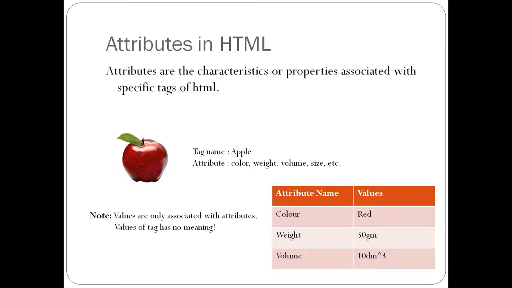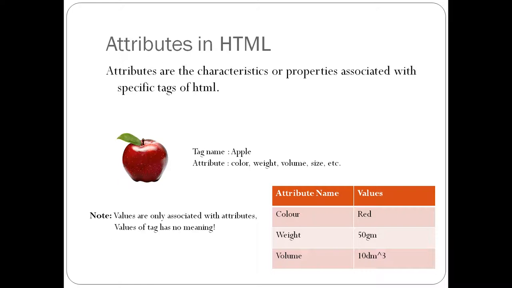Attributes are characteristic properties associated with specific tags in HTML. For example, you can consider this as an apple. Apple is the tag name, and the attributes are color, weight, volume, size, etc. So for this particular apple, the tag name can be apple, and these are the possible attributes, meaning the possible properties or possible characteristics of that object. So that's what an attribute stands for a tag. A tag is a block like this apple, and attributes are its properties.